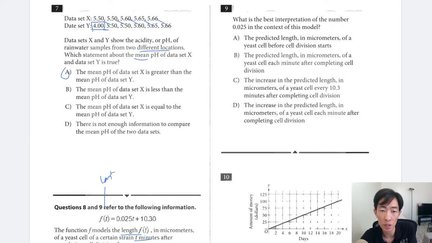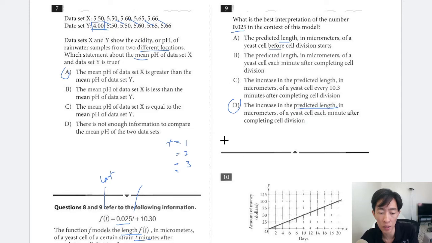Question 9, what is the best interpretation of the number 0.025 in the context of this model? So notice where 0.025 occurs, it's multiplied by t. So what that means is every time t increases by 1, t equals 1, t equals 2, t equals 3, you're multiplying that number by 0.025 and you're adding it to the starting value. So what that means is that every minute we're adding on another 0.025. So said another way, that's choice D. It's the increase in predicted length in micrometers of a yeast cell each minute after completing cell division. Looking at the other choices, A says the predicted length in micrometers of a cell before cell division starts.